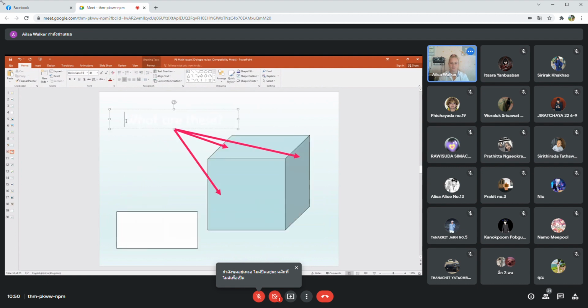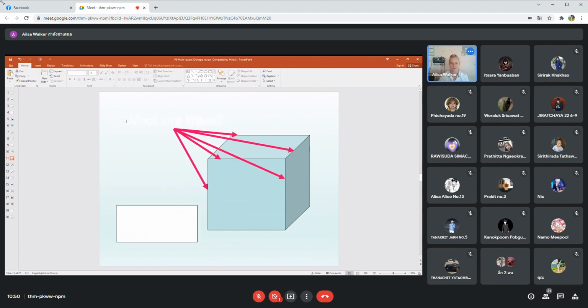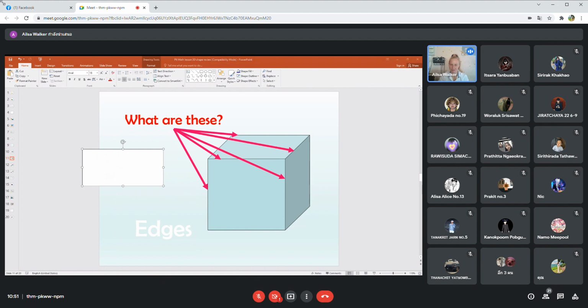So first, you can see, what are these arrows pointing to? Faces? Yes, pointing to the faces of the shape. How about these ones? What are these called? Is it edges or vertices? Edges. Edges, very good. The edges of the shape.